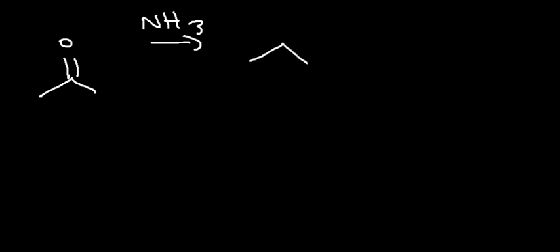So how do we go backwards? How do we take a ketone and make an imine? So let's say you add NH3. What you need to do is remove water, and you're going to get an imine.